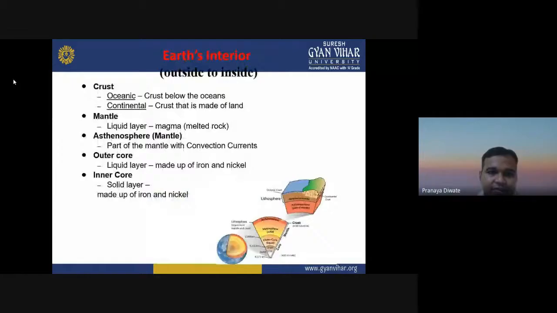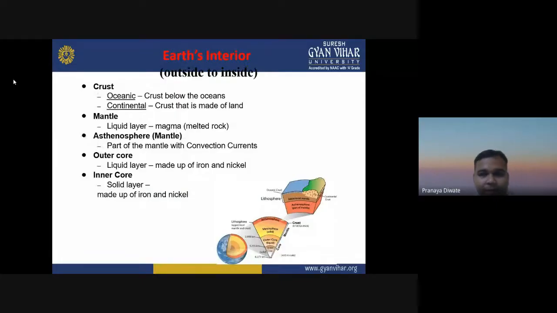Then you have continental drift. What do you mean by continental drift? It is Alfred Wegener's theory that the continents were once a single supercontinent called Pangea. Over time, the supercontinent slowly broke apart into what we have today.